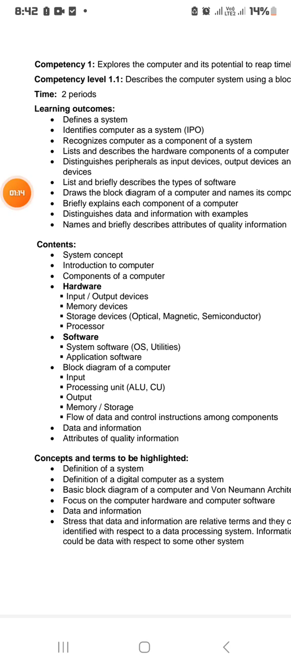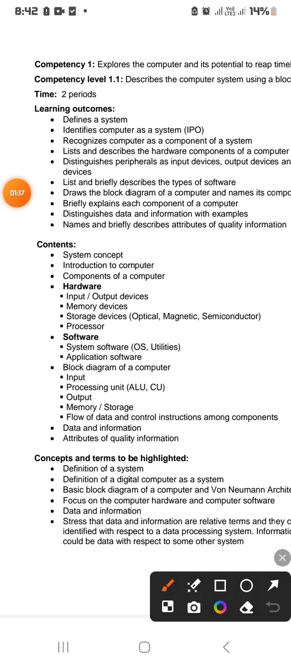So we had studied about defining a system, identifying a computer as a system, recognizing a computer as a component of a system. I said a component of a system. In that system concept, introduction to computer, components of a computer, in that only hardware and software. So now we are going to study about input and output devices. So components of a computer. What is the component of a computer?